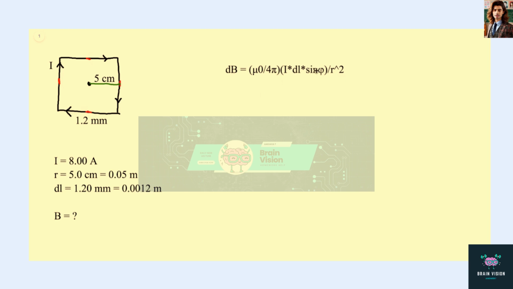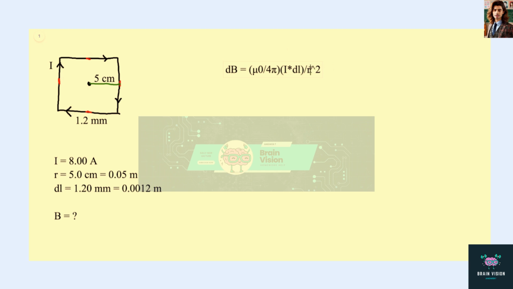Now let's think about sine of phi. Phi is the angle between dl and r. Here r is this green line, that's our 5 centimeters, and dl is just straight along this little red line here. Notice that these are perpendicular, so the angle between them is 90 degrees, and the sine of 90 degrees is just 1. So we don't have to worry about that term.